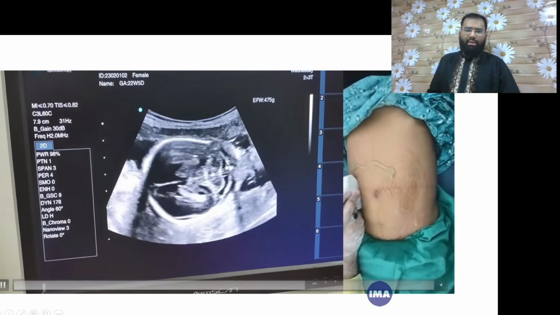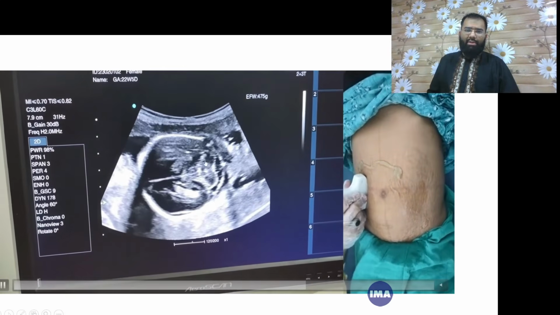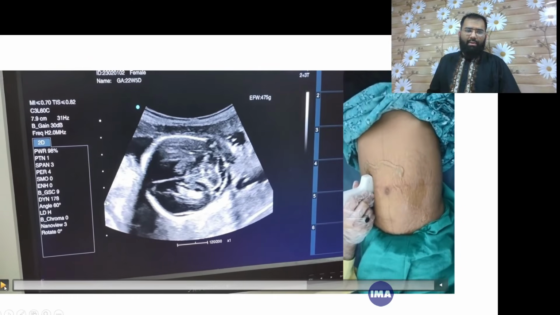Now this is the cerebellum. Again, I have demonstrated the cerebellum, and this is a beautiful image. Now this structure here, which you are able to see, this is the cerebellum, and we are able to see that behind the cerebellum, this area is called the cisterna magna. Most importantly, this cisterna magna should not cross the cutoff of 10 mm. If it is more than 10 mm, we call it mega cisterna magna.